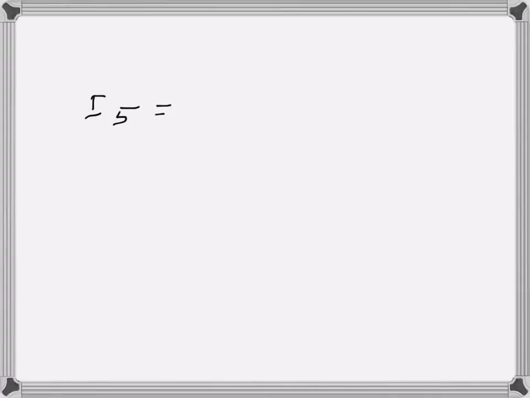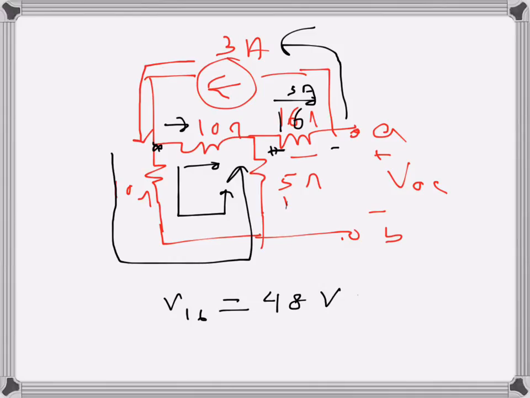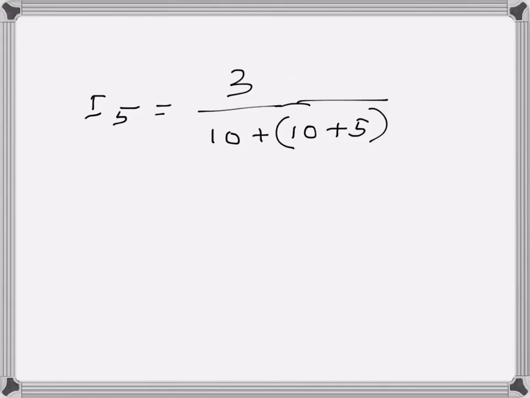through the 5 ohms resistance, 3 is the total current, and there are two parallel paths. One parallel path contains a resistance of 10 ohms, the other path contains 10 plus 5, and we are interested in the current through the 10 plus 5 path, because that's the current here. So the total resistance in this path is 10 plus 5, that's 15. So we will multiply by the other resistance, which is 10, the resistance of the other parallel path. So like that.